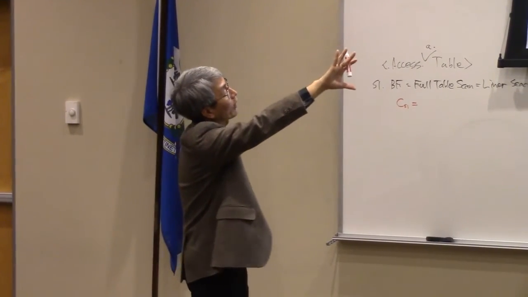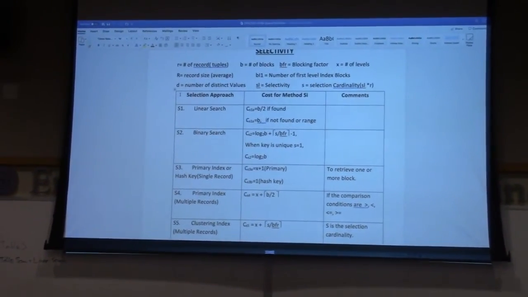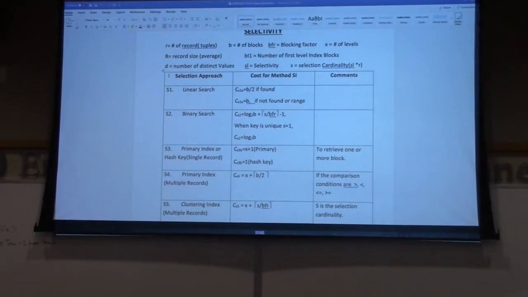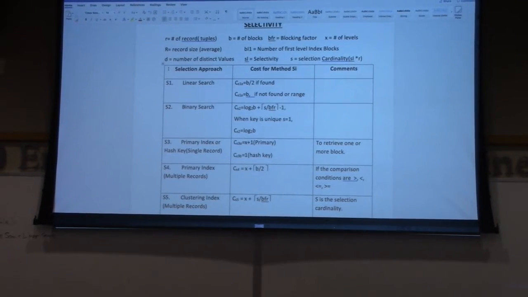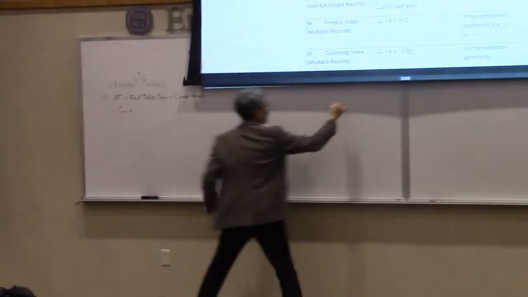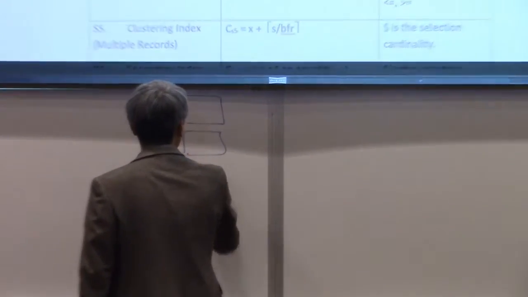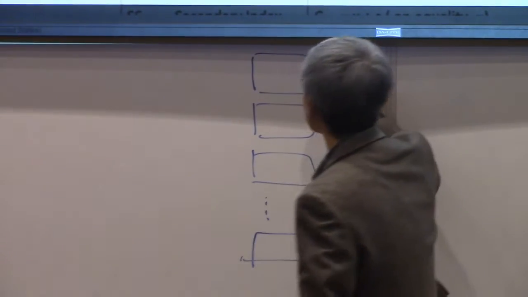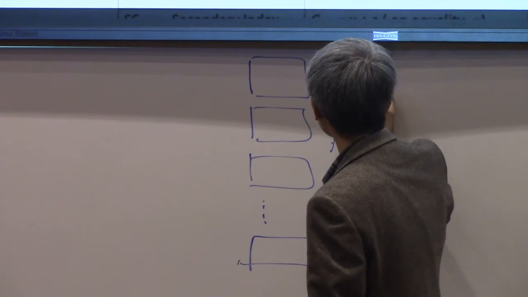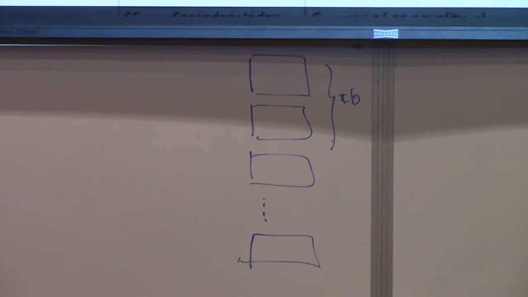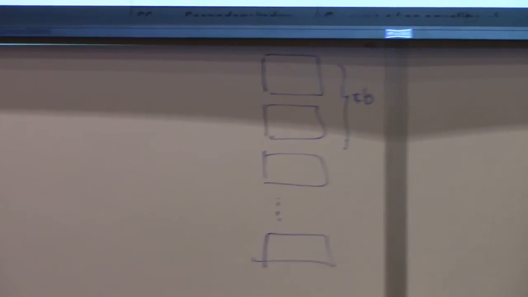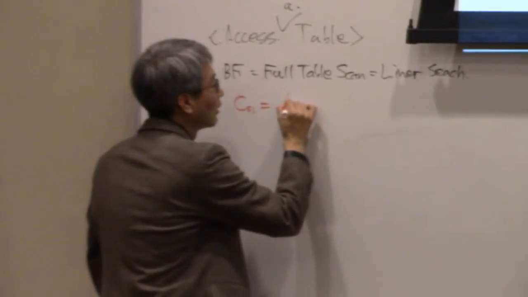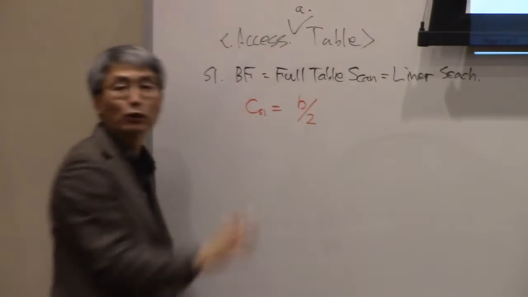I'm not going to go over it again, so you can see the notation of the variables. For example, R is the number of records, which is not much what we are interested in. We are interested in the number of blocks, B. For example, in this table, we have the number of blocks B. When we calculate the cost to access this table using brute force, full table scan, or linear search, how long does it take? B, but on average it is B over 2.